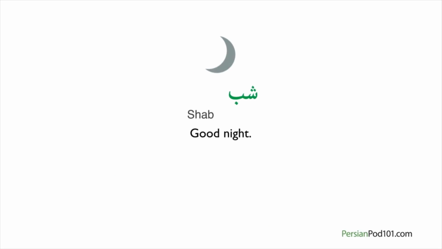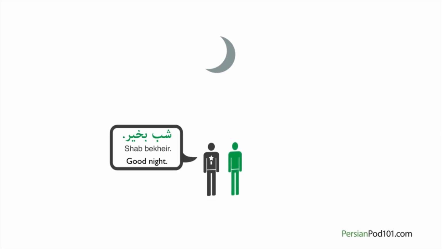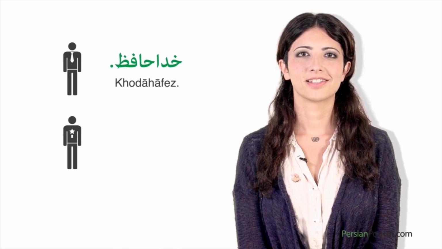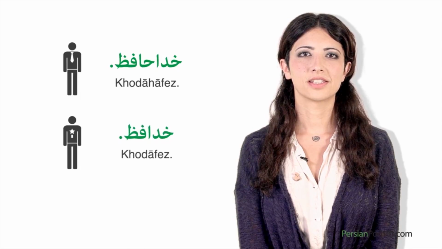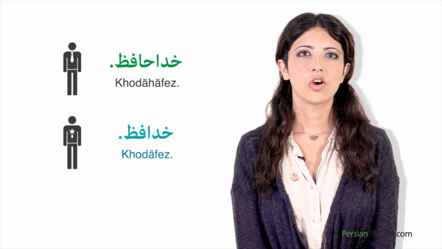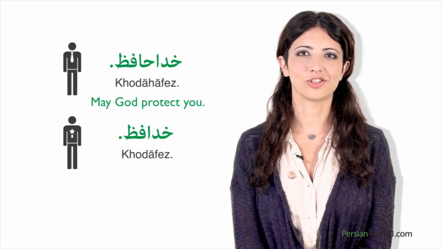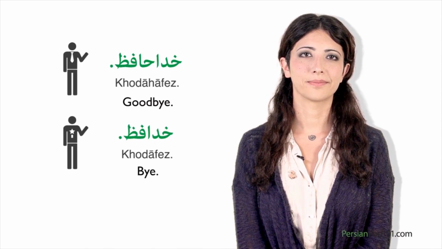Good night is shab bekhair. Notice that we didn't say salam before shab bekhair. That's because we don't say good night when we meet someone. It is only used when leaving. In Persian, there is only one word for saying goodbye, but there is a small difference between the formal and informal versions. Formal, khoda hafez. Informal, khoda fez. Khoda hafez literally means may God protect you, but it is used to say goodbye.